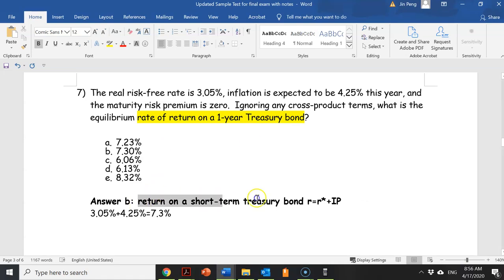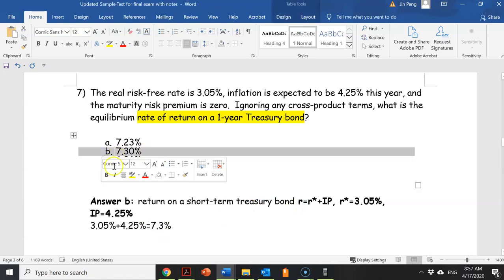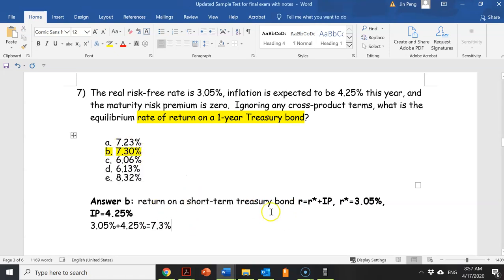And for this bond, we already know R star. The real risk-free rate is 3.05% in this question, and we know the inflation premium is 4.25% in this question. So we just add up these two numbers, and R comes to 7.3%. Okay, very simple question here.